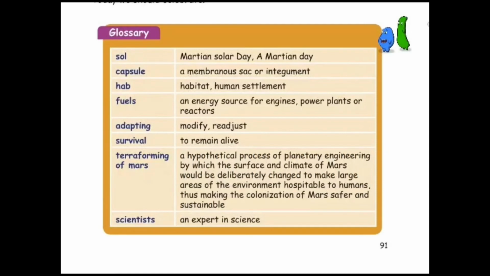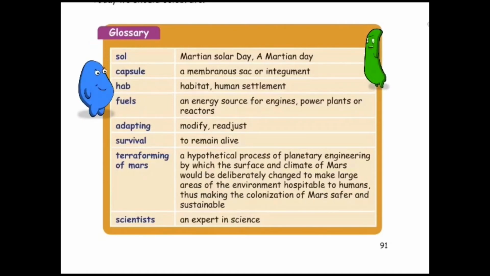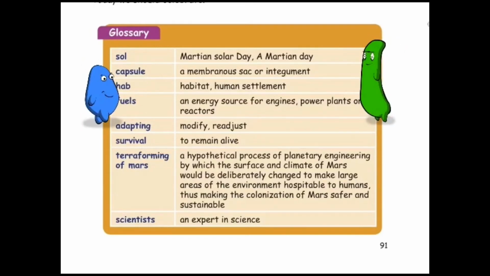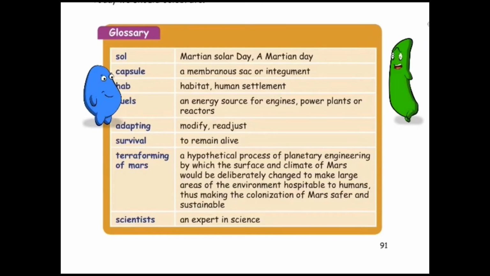Children, we are going to learn the glossary, and by that we are coming to the end of this chapter. The first word, please read along with me. Sol, Martian solar day, a Martian day. Capsule, membranous sac or integument. Hab, habitat, human settlement. Fuels, an energy source for engines, power plants or reactors.